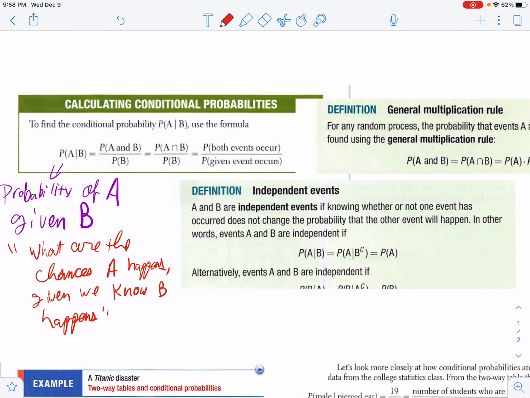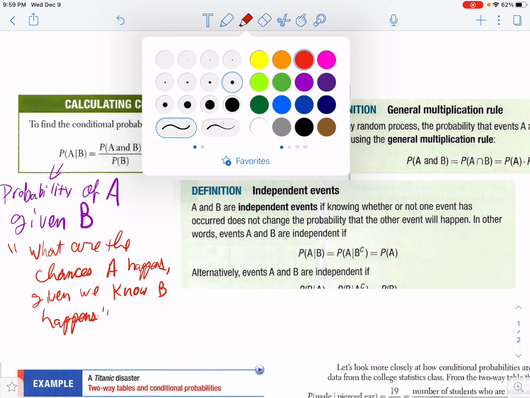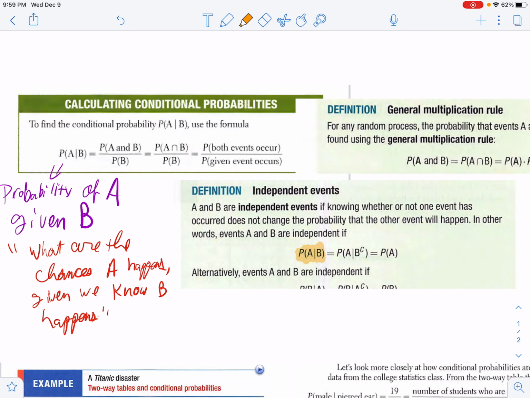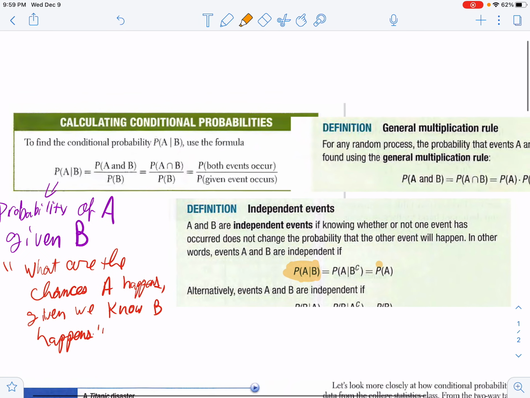Another thing we can do is use this to tell if two events are independent. If we think about it, two events are independent if one happening does not affect the probability that the other happens. This definition should make sense, because if I want to know the probability A happens given that I know B happens, well, B happening doesn't matter if A and B are independent, so this will just be the probability of A. If they're dependent, B happening will change the probability of A, but if they're independent, B happening will not change the probability of A.